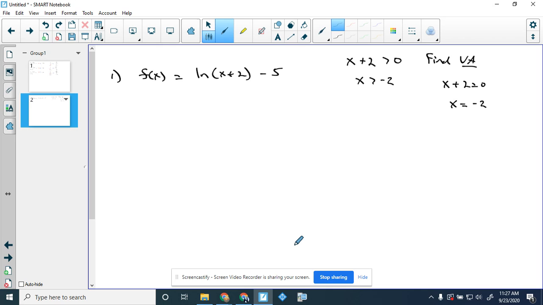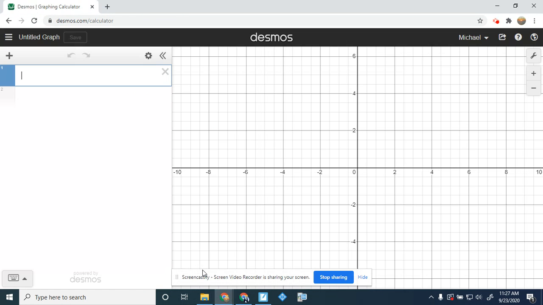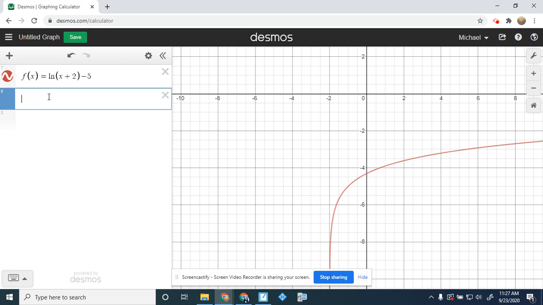If you're unsure of that, you know what we're going to do. We're going to go ahead and graph it. So I'm going to pull up f of x equals the ln of x plus 2, minus 5, and adjust the window a little bit. Let me put the vertical asymptote in there. Yep, there's a vertical asymptote at x equals -2.